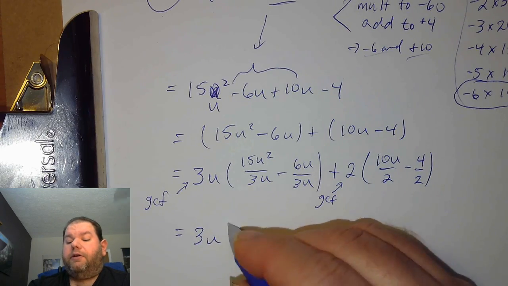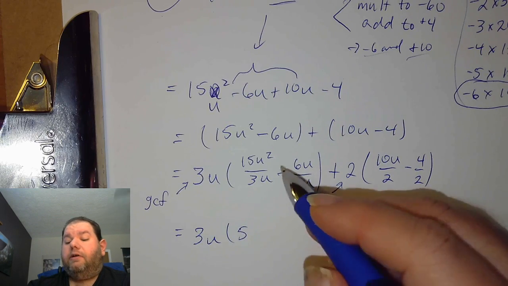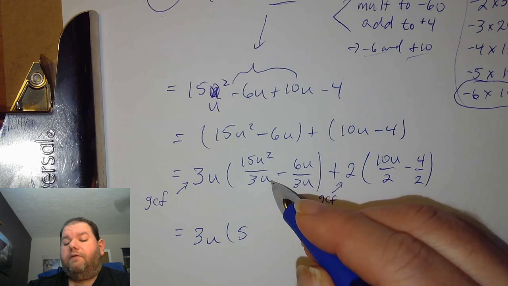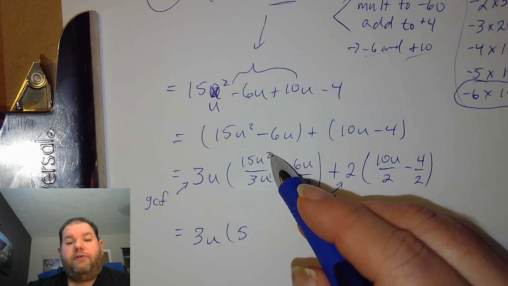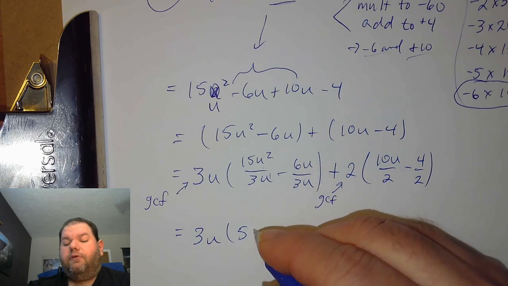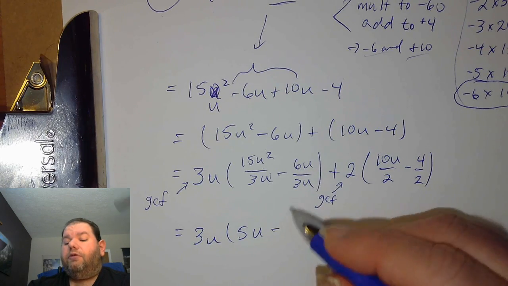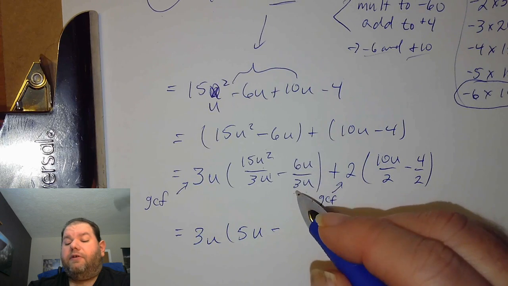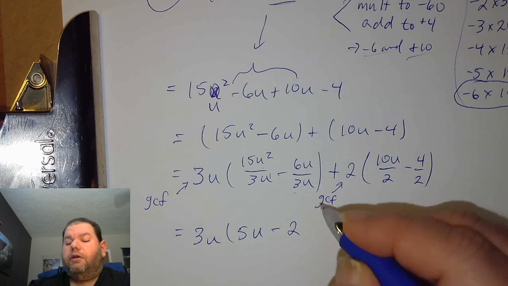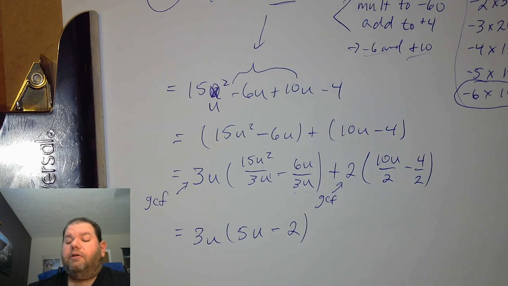So, simplifying, we know 15 divided by 3 will give us a 5. And then u squared, if we divide by u to the first, remember we subtract the exponent, so 2 minus 1 will give us u to the 1, or just plain u. 6u divided by 3u. 6 divided by 3 is 2, and u divided by u basically cancels because they're identical, so we can stop there. Just say 5u minus 2.